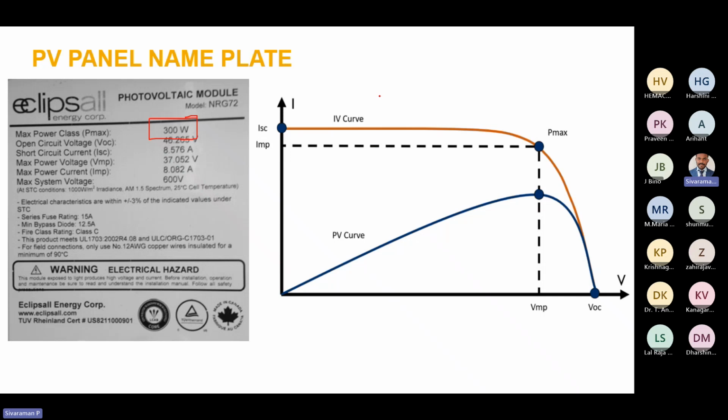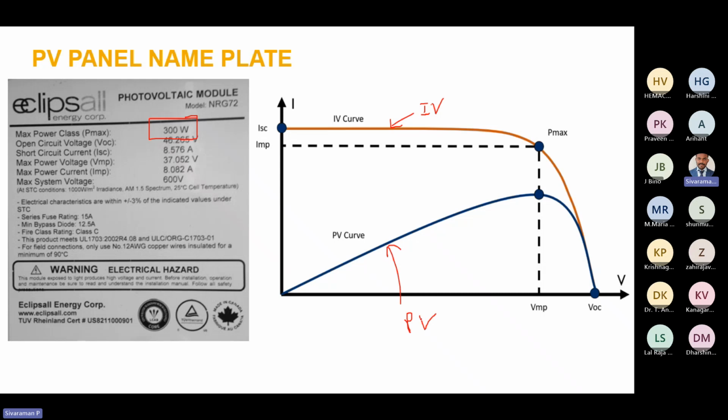On the right side, you can see this is the curve of the solar PV panel. This curve is called the IV curve. I means current, V is voltage. Plotting the characteristics of the panel with respect to voltage and current is called the IV curve. In the second one, this blue curve is called the PV curve.